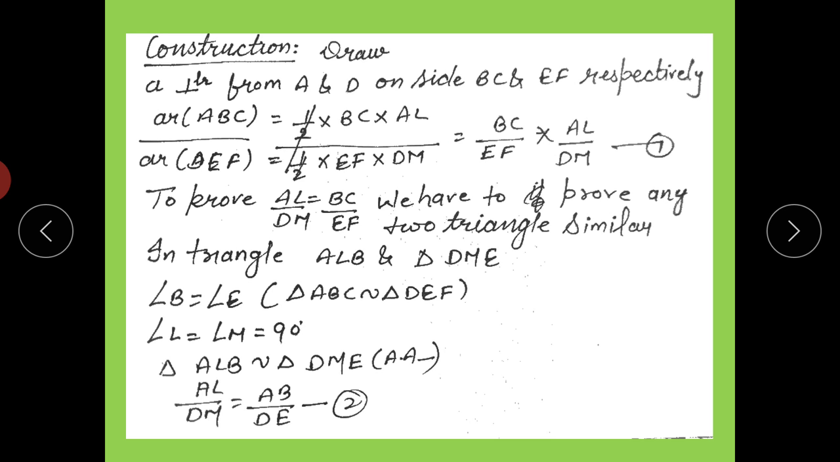So यहाँ से दिमाग लगाना कि हमने प्रूव क्या करना था और हमारे पास आ क्या गया है. प्रूव हमने करना था कि BC अपॉन EF का होल स्क्वायर हो जाए, और यहाँ मेरे पास क्या आ गया, AL अपॉन DM इंटू BC अपॉन EF. अगर AL अपॉन DM मेरे पास कहीं से BC अपॉन EF आ जाए, दोनों को मल्टीप्लाई करूँगा तो क्या आएगा, BC अपॉन EF का होल स्क्वायर. Now what you have to do, you have to make a plan in your mind: how we are going to prove AL upon DM is equal to BC upon EF.